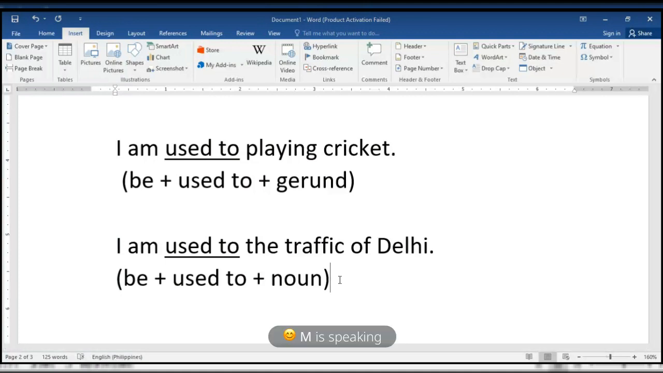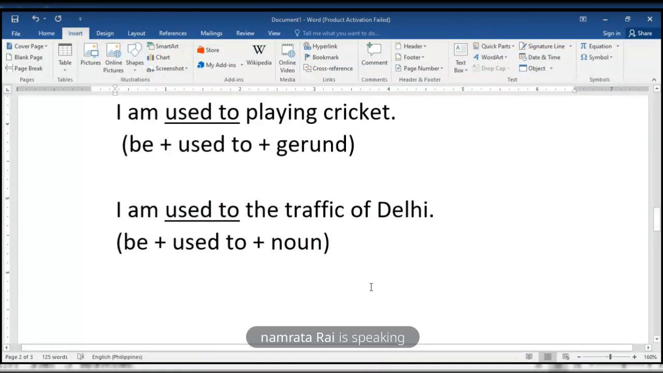Ask him or her in English. I guess he or she can understand English. Please write. Can you write I used to playing cricket?